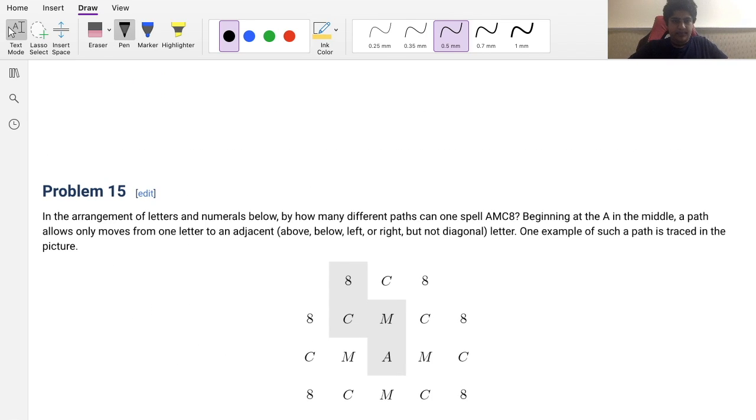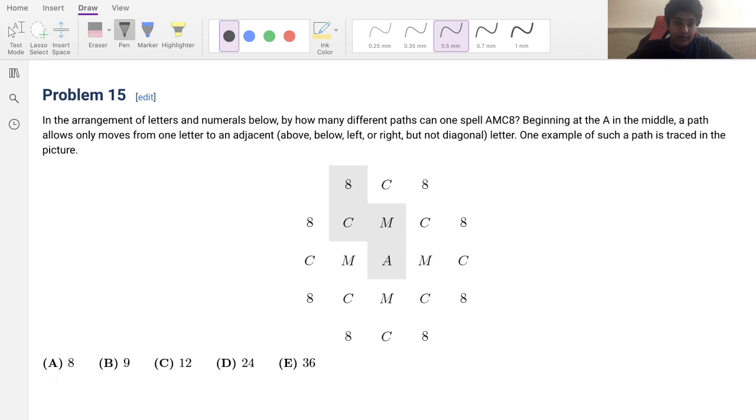Problem 15. In the arrangement of letters and numerals below, by how many different paths can one spell AMC 8? Beginning at the A in the middle, a path only allows moves from one letter to an adjacent, above, below, left, or right, but not diagonal letter. One example of such a path is traced in the photo. So we can see this is the path.